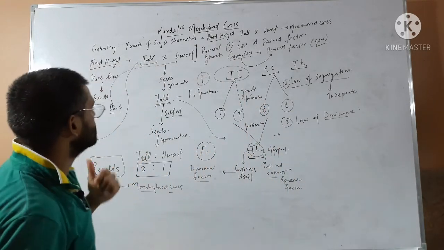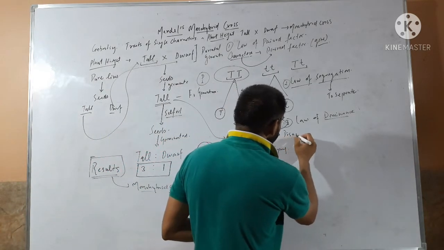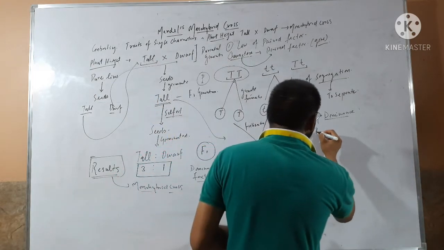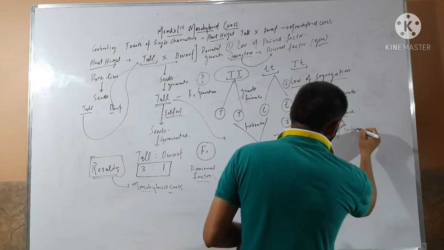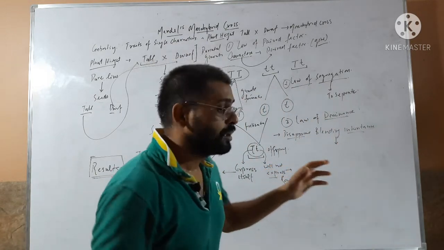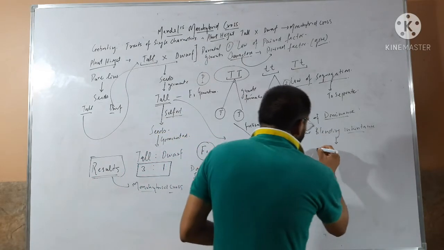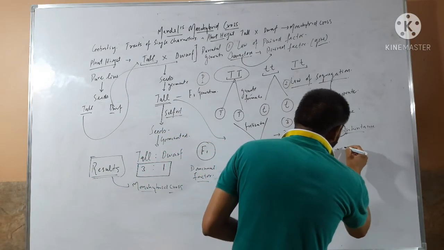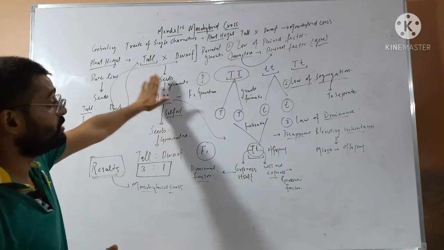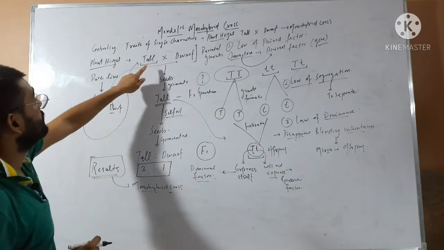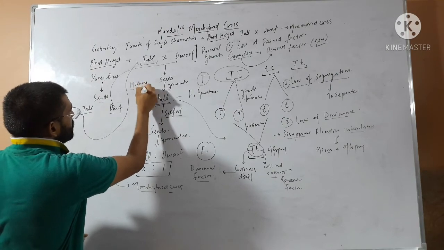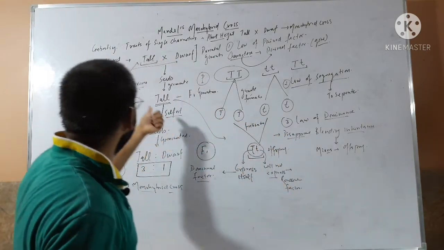This monohybrid experiment also disproved the most prevalent hypothesis of that time, that is blending inheritance. This hypothesis says that the characters from parents mix in offspring. They blend. For example, here, if blending inheritance is true, then when we cross tall and dwarf plant, we will get medium-sized plant. Because tall and dwarf will blend and form a medium-sized plant.